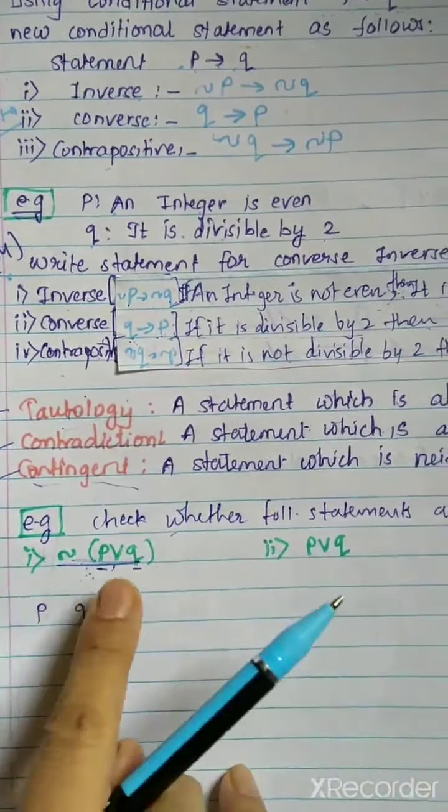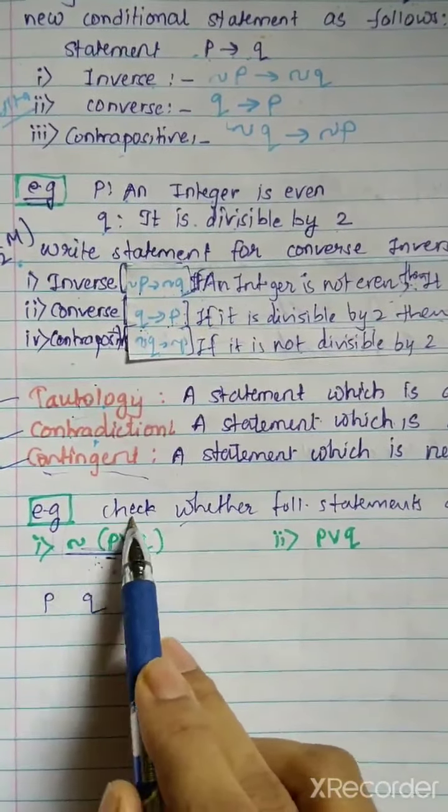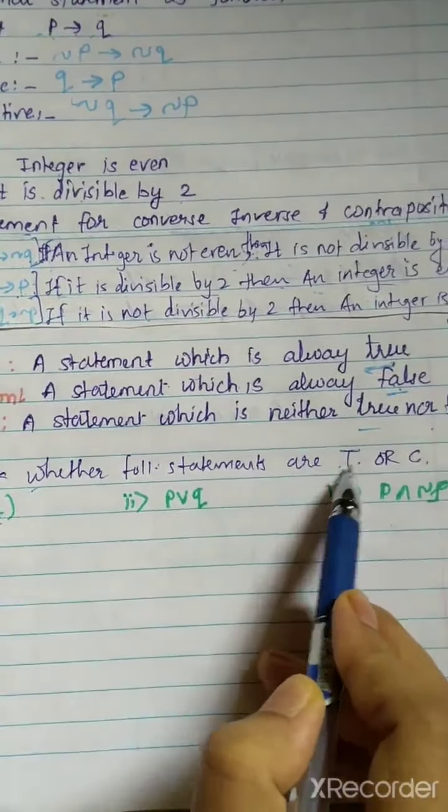We'll see an example. This is a basic example I'm showing to you. We'll see exam questions also. This kind of question will come in the exam: check whether the following statements are tautology or contradiction.